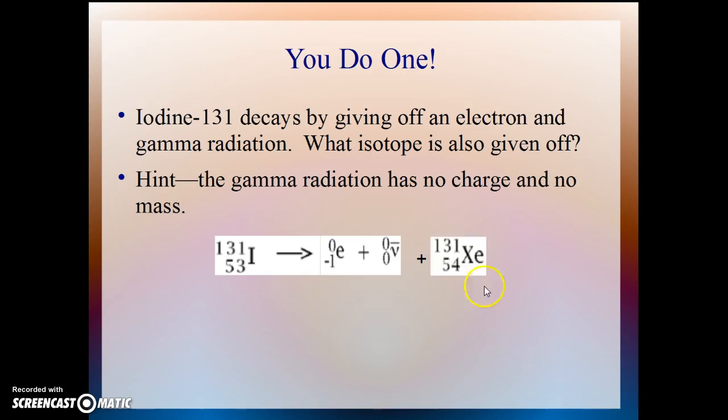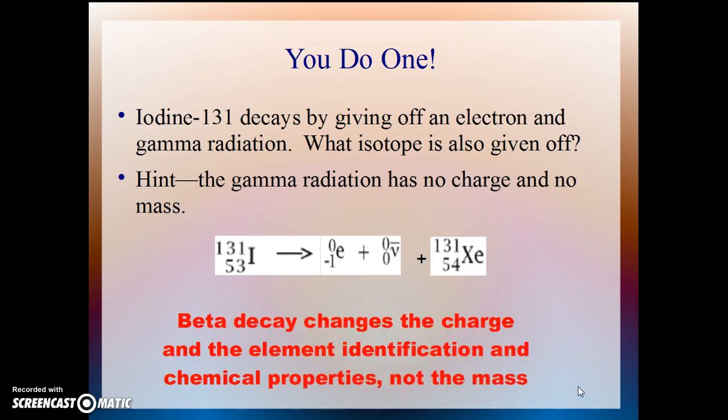The answer, of course, is 131, since there's no mass on the other products. 131 mass, and 54 charge because the electron is taken away, a -1. Beta decay changes the charge and the element identification, and therefore its chemical properties, but the mass is not changed in a beta decay.